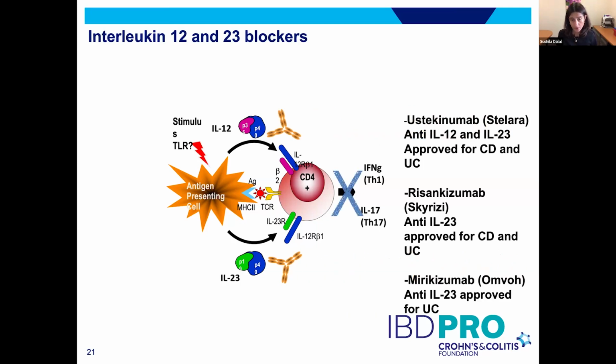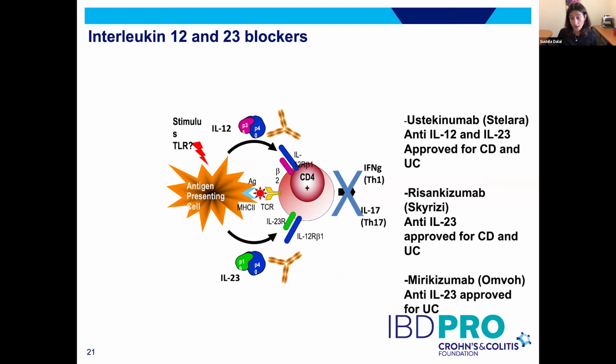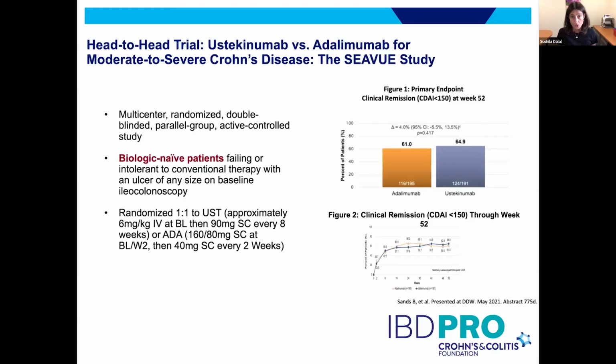So Stelara, or ustekinumab, is binding to a common subunit, the P40 subunit of IL-12 and 23, whereas the IL-23 specific medications are blocking the P19 subunit, which is unique to IL-23. So there is some head-to-head data surrounding ustekinumab and Crohn's.